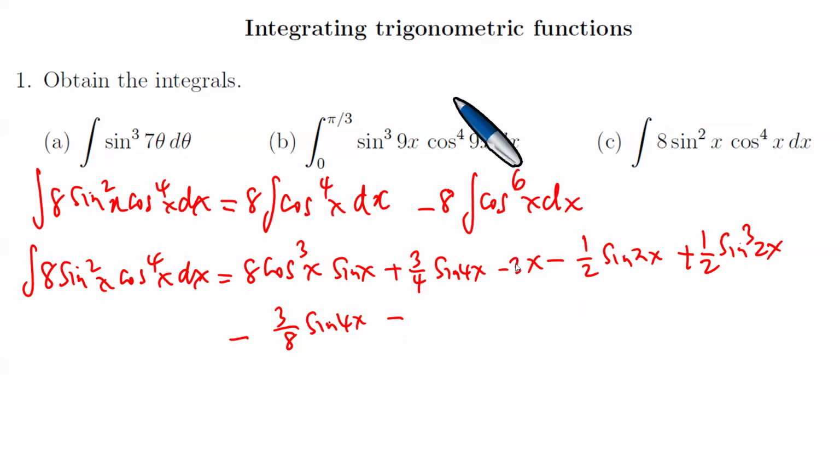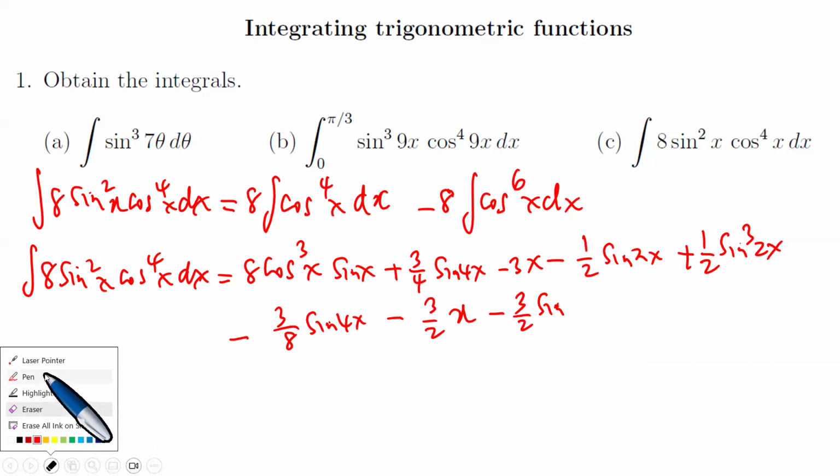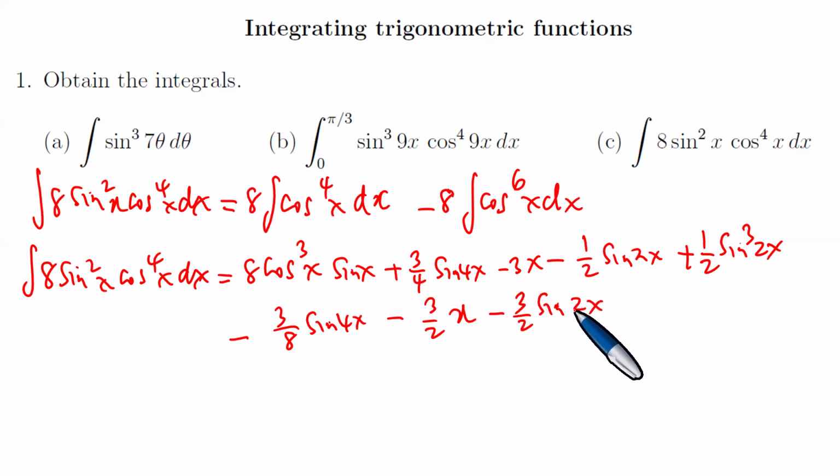Okay, that's fine. We're going to go back to the previous tutorial. So that we have exactly this one, sine 4x minus 3/2 x minus 3/2 the sine of double x minus x plus c.